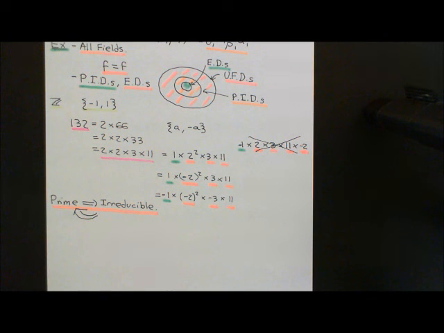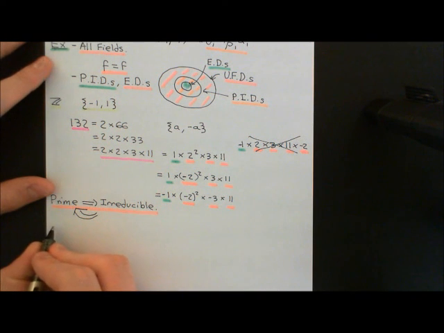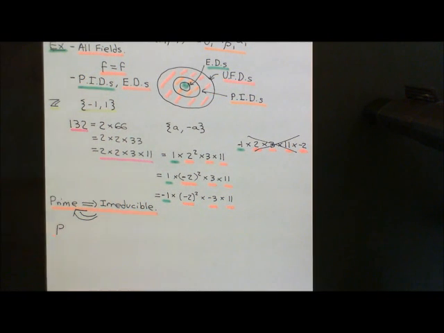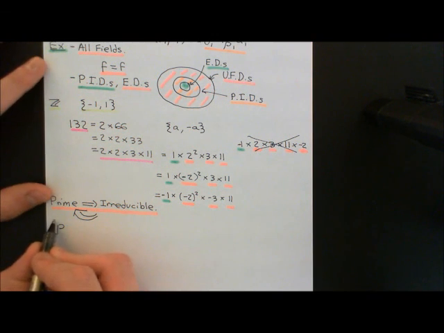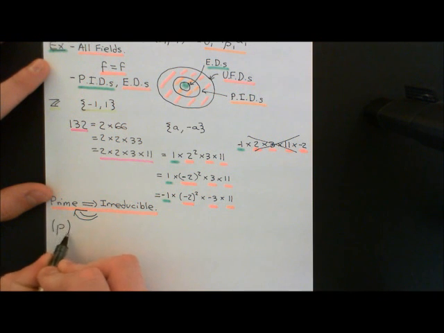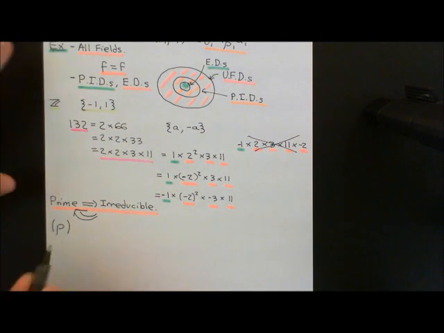So let's do this then. Let's take some irreducible elements. So let's say P here is an irreducible element. What we now want to show is that it satisfies the definition of a prime element. Now, what is the definition of a prime element? The definition of a prime element is that when we generate its principal ideal, we must get a prime ideal.